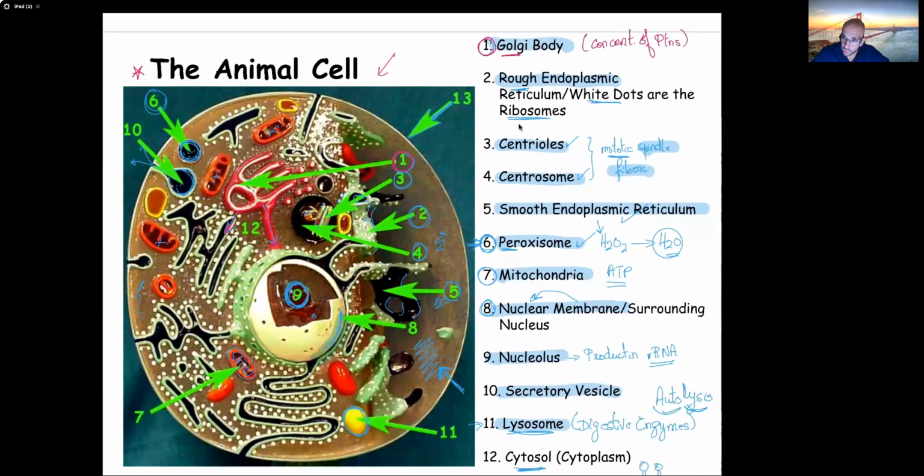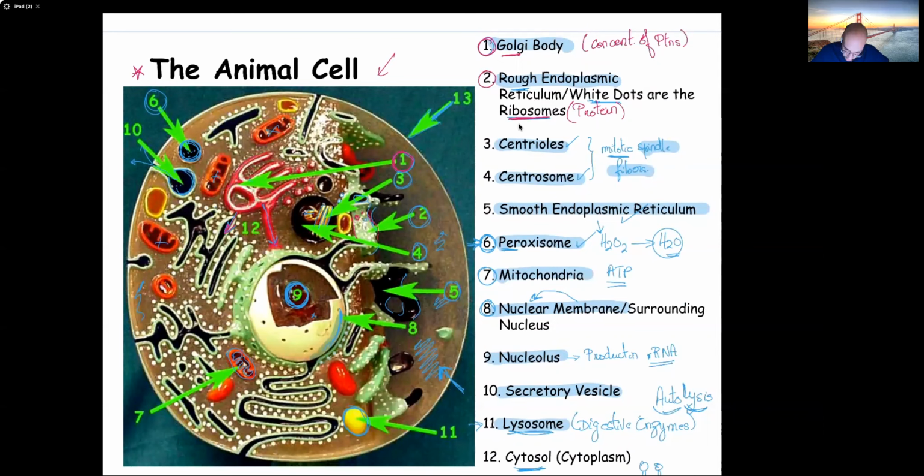Looking at number two on here, number two is pointing to the rough endoplasmic reticulum. And you see on here, this is another set of tubules, but on the outer surface of those tubules, we have those white dots on the outside. Those white dots are the ribosomes. The main function of the ribosomes, along with the rough endoplasmic reticulum, is going to be for the production of the protein or protein synthesis. This is my main function on here.